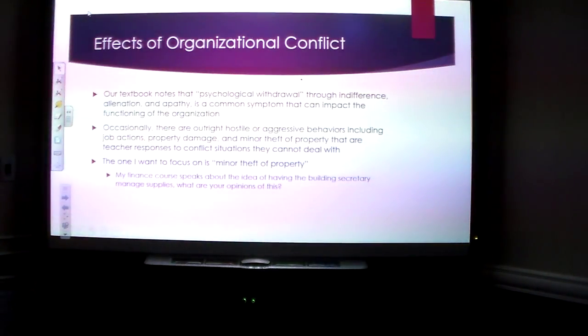So the first thing that happens is withdrawal through indifference, meaning you just have apathy for the system. I know how that feels. I've worked in places where I have complete and total apathy and my motivation and my care just is gone. But it can impact the functioning of the organization because I'm not doing what I'm supposed to do and I'm not supporting the organization in the way that it's supposed to be supported. Sometimes too, there are hostile or aggressive behaviors. And the other thing that the book says is, there's conflict going on, there's minor theft of property.